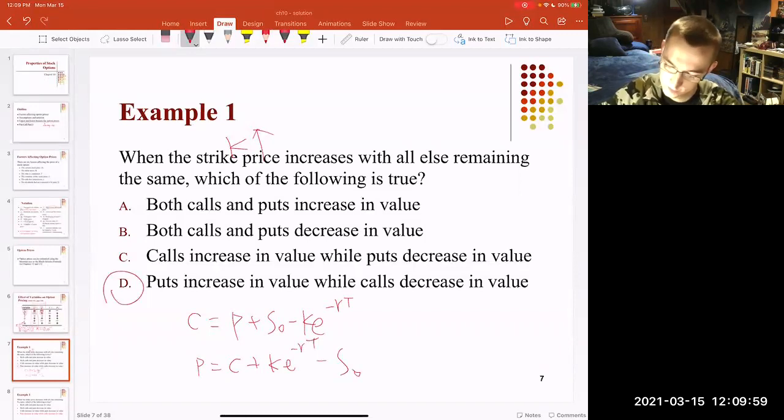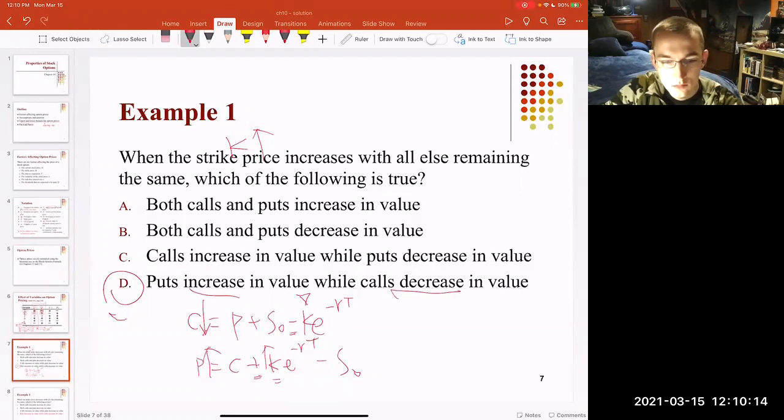You can see that K, right? We talk about K. K increases, because this is negative, so call will decrease. When K increases, because this is positive, put will increase. So the answer is put increases and call decreases. Yes, answer is D. Good.